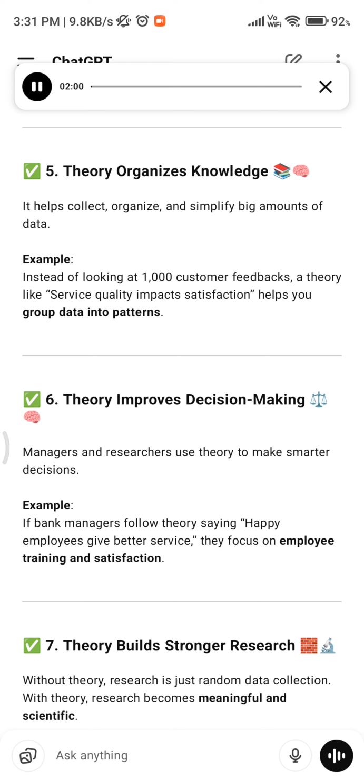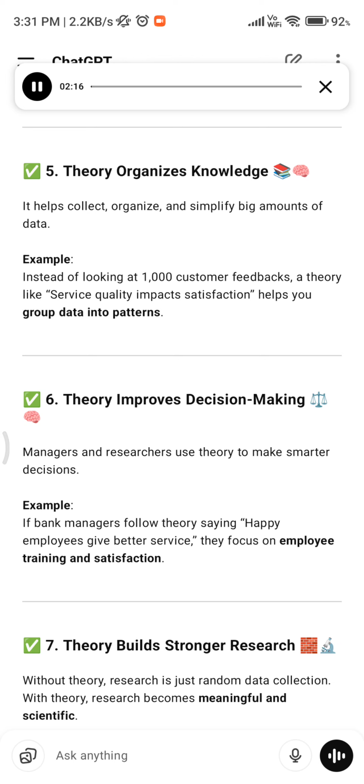6. Theory improves decision-making. Managers and researchers use theory to make smarter decisions. Example: if bank managers follow theory saying happy employees give better service, they focus on employee training and satisfaction.